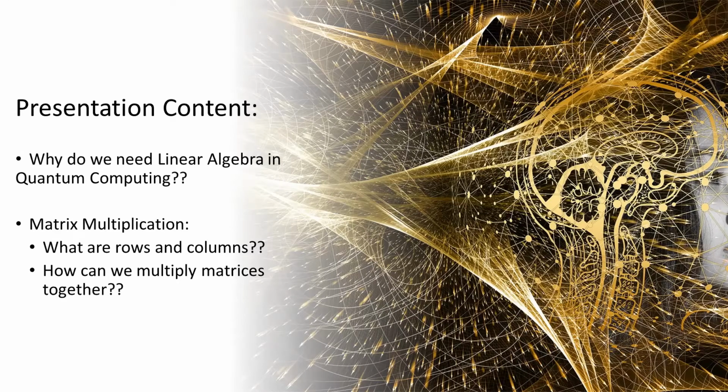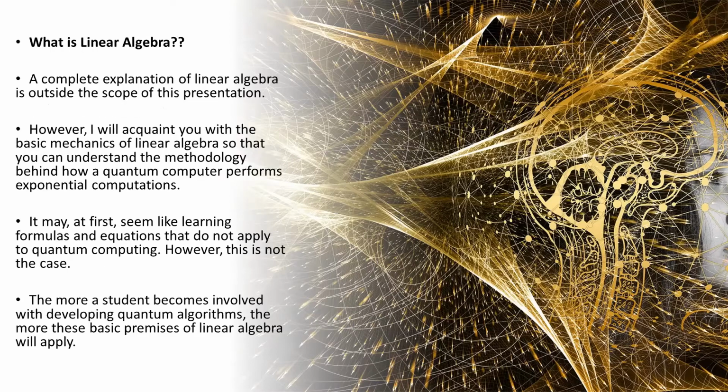So I'll take you through the basics of matrix multiplication. It really is just what are rows and columns and how you can multiply two matrices together, which of course you're going to have to know. So what is linear algebra? Now, to go into everything about linear algebra is outside the scope of this presentation, but I really want you to understand how we can manipulate the quantum state of a superposition that you previously learned. I want you to understand how linear algebra can do that.